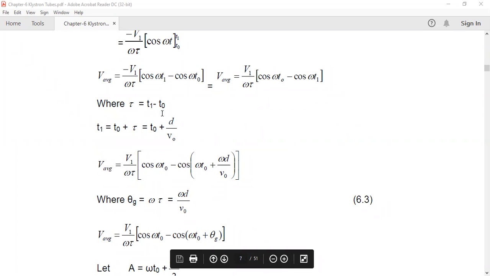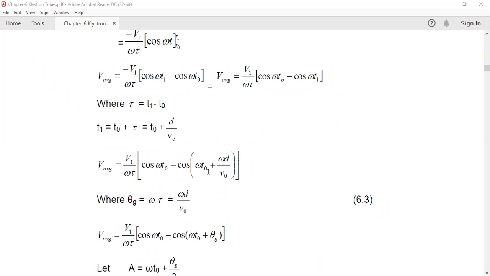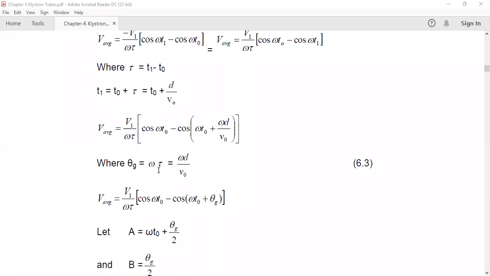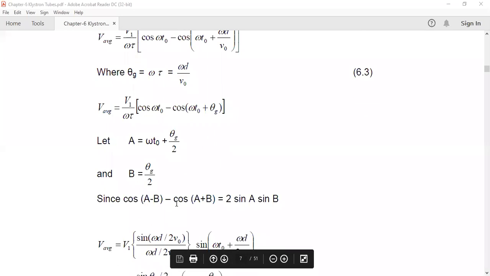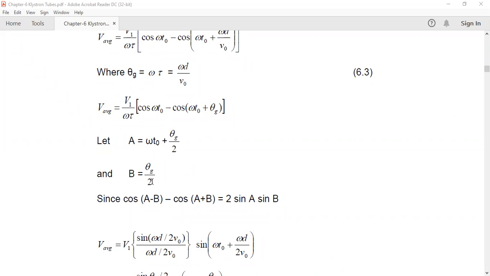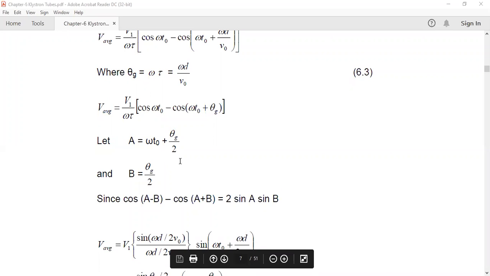So we're getting this cos omega T naught minus cos, so in place of omega T1, we're writing omega T naught plus omega d by V naught. So theta g is nothing but omega tau. So this omega d by V naught, we are substituting in this equation. So this is now like a cos of a minus b minus cos of a plus b. Suppose you have a is equal to omega t naught plus theta g by 2 and b is equal to theta g by 2. It's just like the evaluation of the integration. Easily you can understand this.